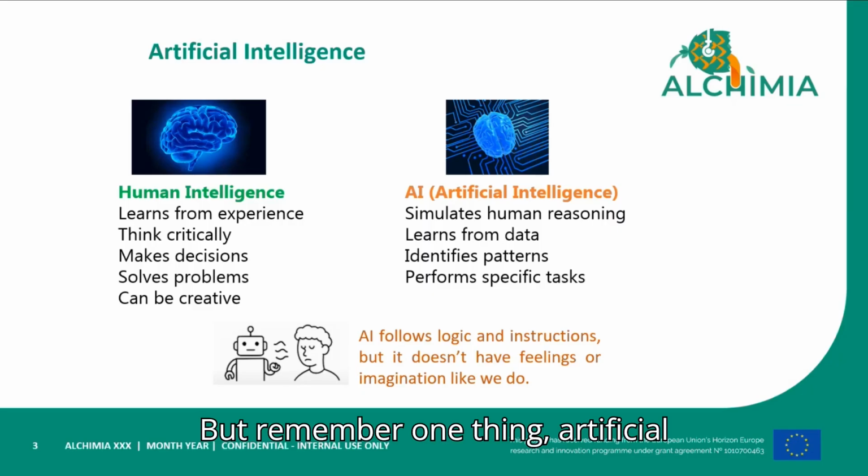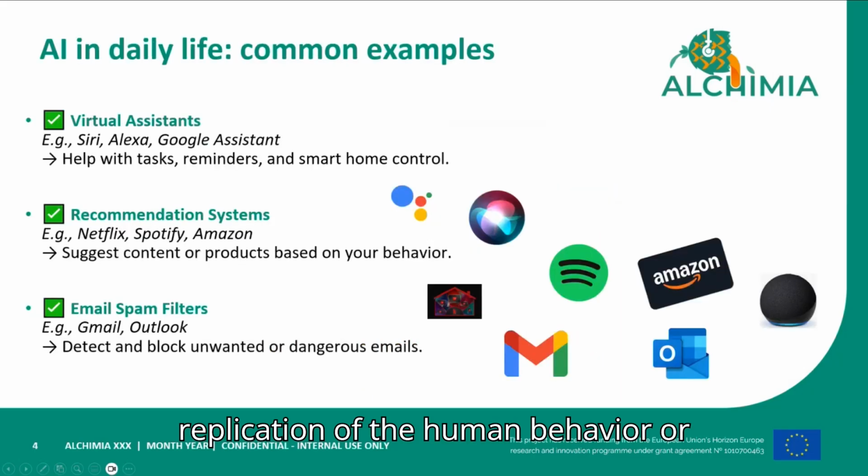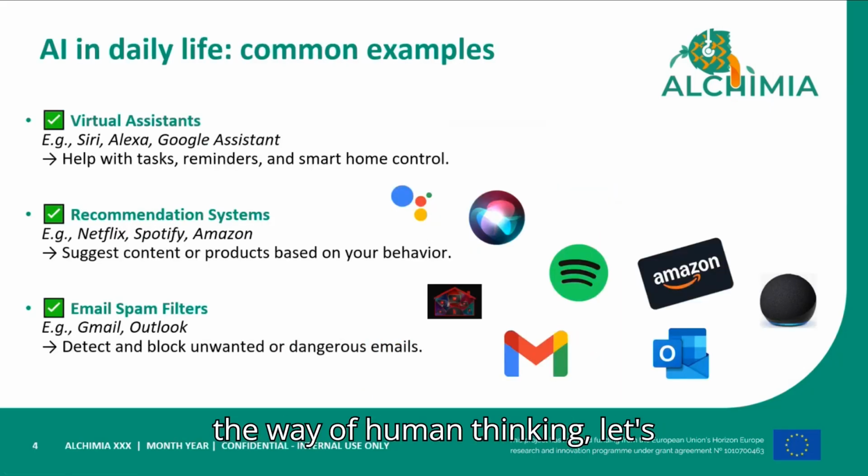But remember one thing: artificial intelligence follows some logic and instructions. I don't know if you ever tried ChatGPT. Sometimes it seems that it has emotions and feelings, but it doesn't. It's only a replication of human behavior, or of the way humans think.